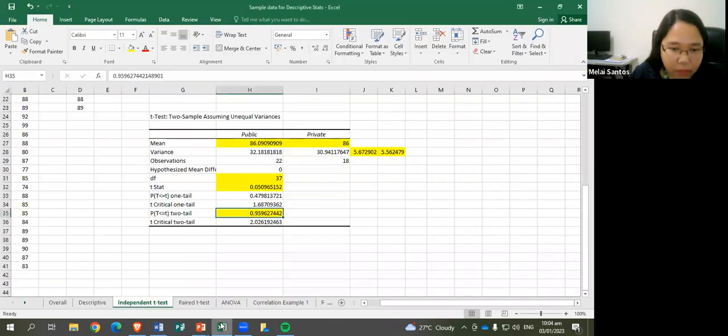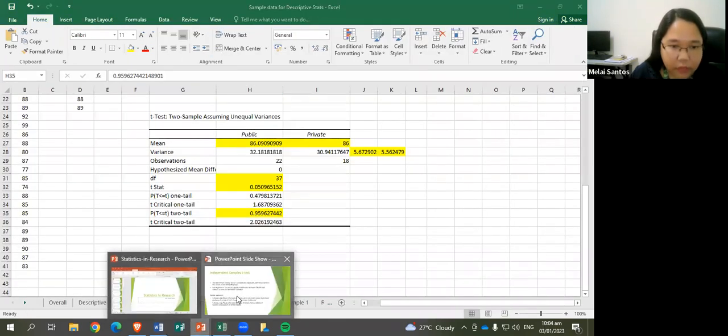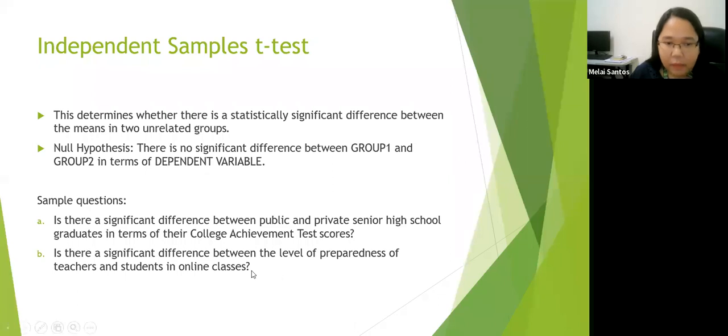Where are we? Now, let's go back. Have we answered this? The level of preparedness, we do not have a data for that, but that's how it should be done. So that's independent samples t-test. Now, who among you will use independent samples t-test? Who will use? Ayan, very good. They know that they will use independent samples t-test. Yung male, female, and then colleges or departments or whatsoever.